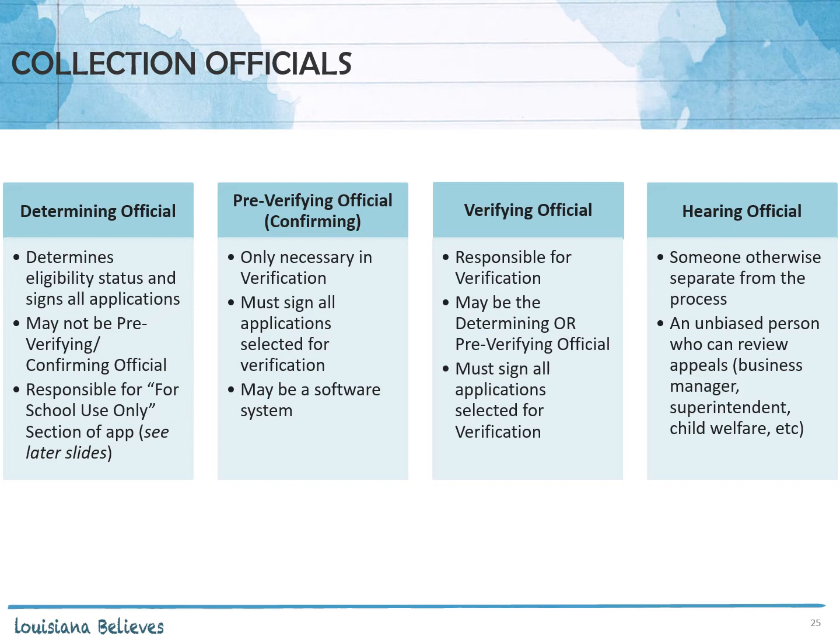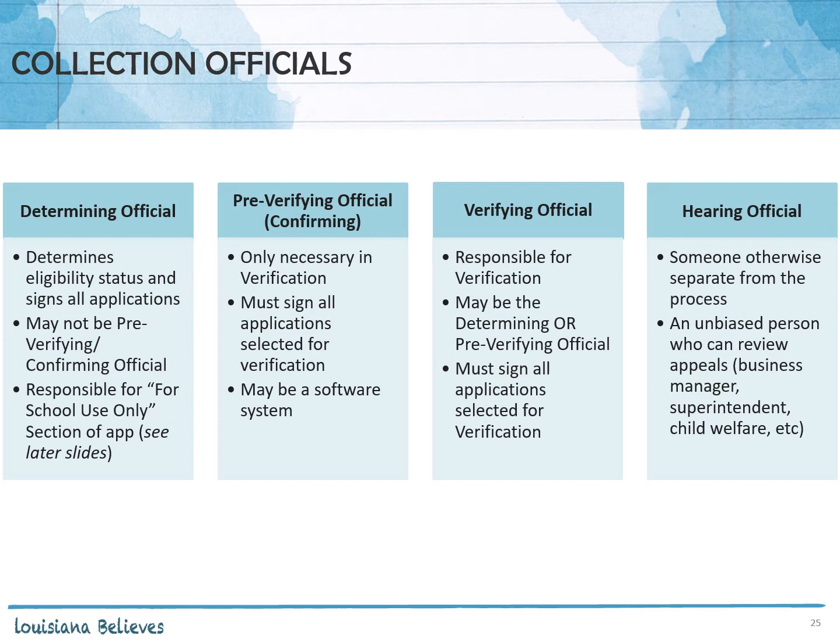The pre-verifying official is only involved in the application process during verification activities for those applications selected. This person must sign all applications selected for verification after checking to ensure that their original benefit status was correctly determined. This position may be filled by a software system with the capability of checking eligibility.